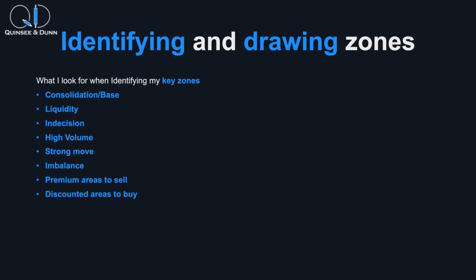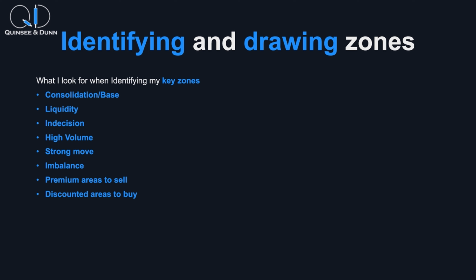So now I'll go over identifying and drawing zones. Some key things I look for when I'm trying to identify some high probable zones. First I'll start off with a consolidation period and then liquidity. With the consolidation period, essentially that's the market building up liquidity on both sides of the market. And if one side gets taken out on an impulsive move, that takes out either buy side or sell side liquidity. So moving on to liquidity, that's one form of liquidity that I just spoke about.